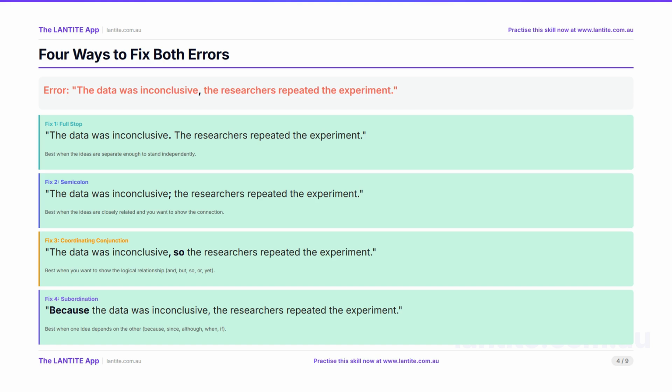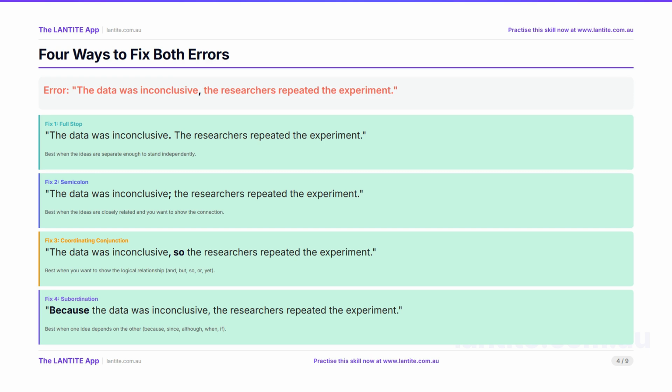Now the good part. There are 4 ways to fix both comma splices and run-on sentences. Here is the error. The data was inconclusive, the researchers repeated the experiment. Fix 1. Use a full stop. The data was inconclusive. The researchers repeated the experiment. This is best when the ideas are separate enough to stand independently.